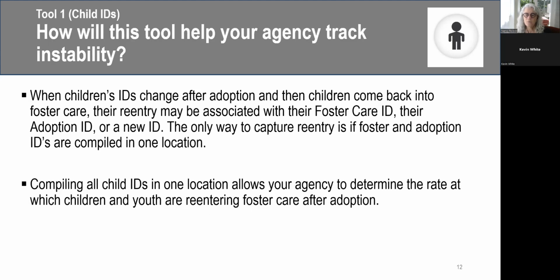This slide addresses how Tool 1 will help your agency track instability. In thinking about how Tool 1 can help your agency track instability, please consider that when child IDs change after adoption and then children come back into foster care, their reentry may be associated with their foster care ID, their adoption ID, or with a new ID. The only way to capture reentry is if foster and adoption IDs are compiled in one location. With all child IDs in one location, your agency can determine the rate at which children and youth are reentering foster care after adoption. Next.